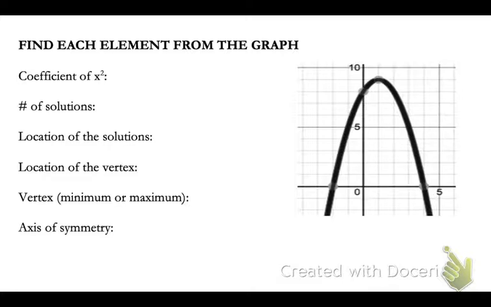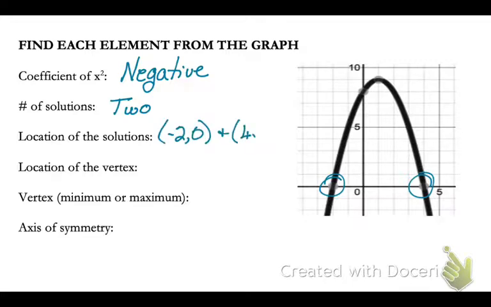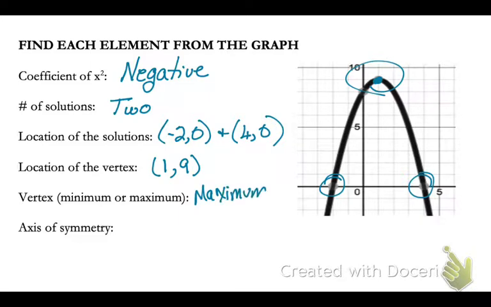Okay, now that you've had a chance to do this, you should have said, hey, the coefficient of x squared, since they didn't give me an equation, I don't really know what it is, but I know it has to be negative because my graph is opening down. It has 2 solutions because the parabola crosses the x-axis twice, and the location of those solutions is (-2, 0) and (4, 0). The vertex is the highest point, and it is (1, 9). And since it is the highest point, it is a maximum. And the line that goes right down the middle of this is my axis of symmetry, and that is x equals 1.